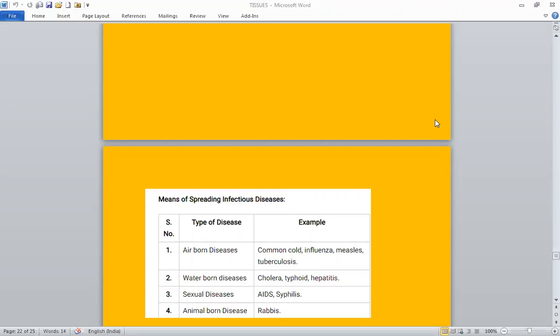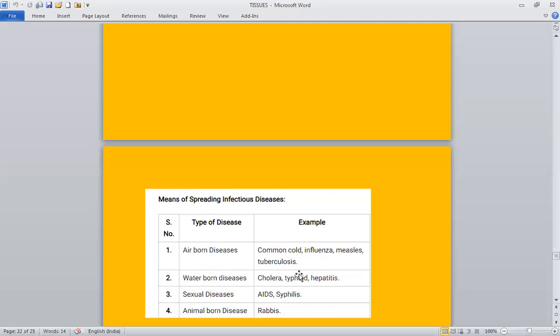Means of spreading infectious diseases: air, water, sexual and animal borne diseases. We will study them one by one. How does a disease spread through air? Some airborne diseases are common cold, influenza, measles, TB or tuberculosis. So how do these diseases spread through air?